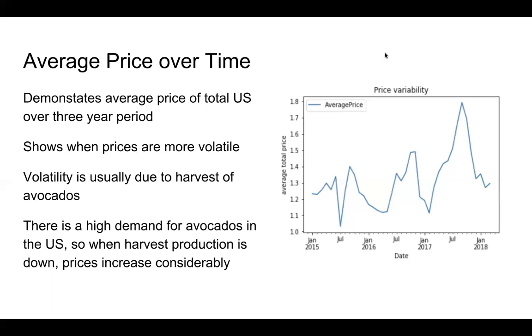This visual demonstrates the average price of avocados throughout the entire U.S. over the 3-year period that our dataset covers. The price volatility demonstrated at various times of the year is generally due to the harvest of avocados. There are several varieties, but our data focuses on the Hass avocado. Each specific type of avocado is harvested at a different time of the year, and the Hass avocados are first harvested in April.